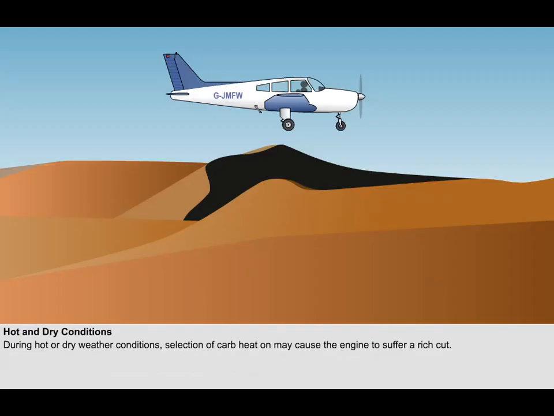During hot or dry weather conditions, selection of carburetor heat on may cause the mixture to become so rich that combustion may not continue, causing the engine to suffer what is known as a rich cut. Pilots should therefore consider the use of carburetor heat very carefully when flying in these conditions.